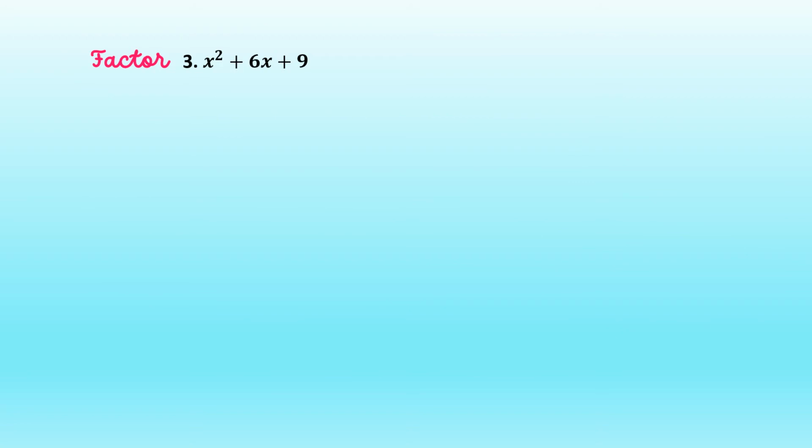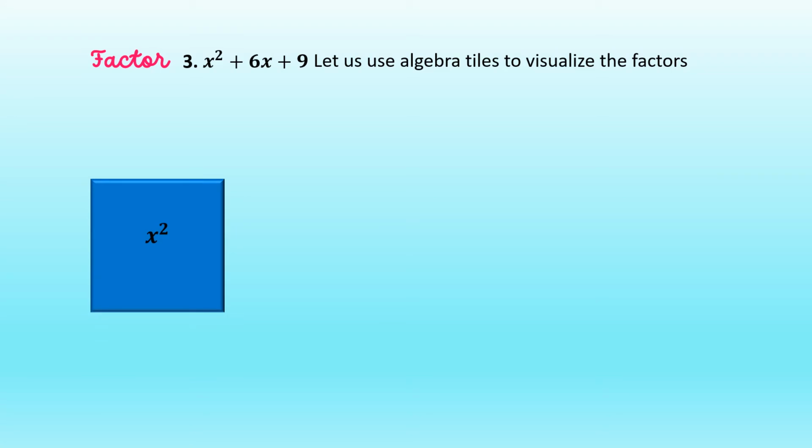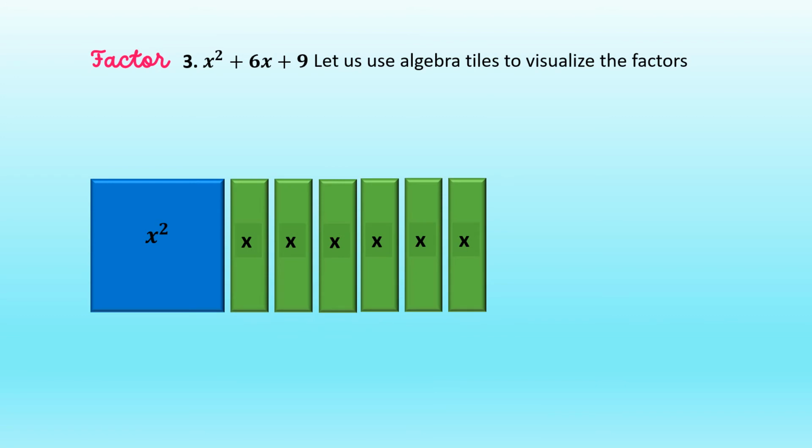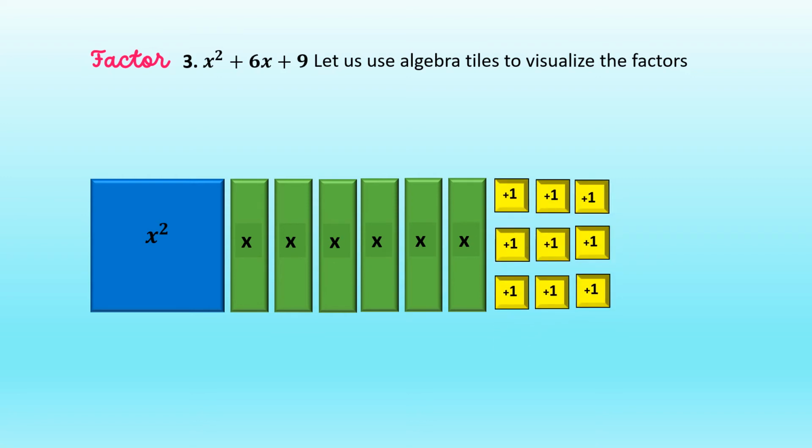Okay, we'll factor next. Number 3, x squared plus 6x plus 9. Let us use algebra tiles to visualize the factors. So, x squared plus 6 green tiles, since we have positive 6x, and 9 yellow unit or ones tiles.